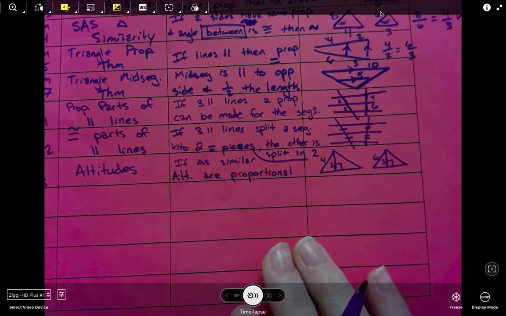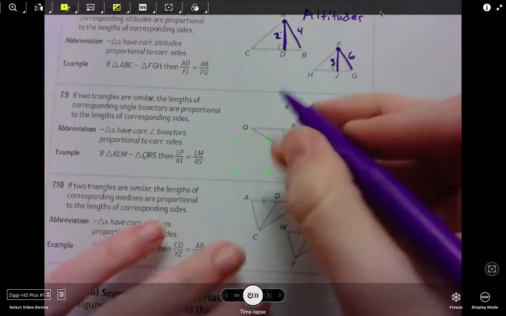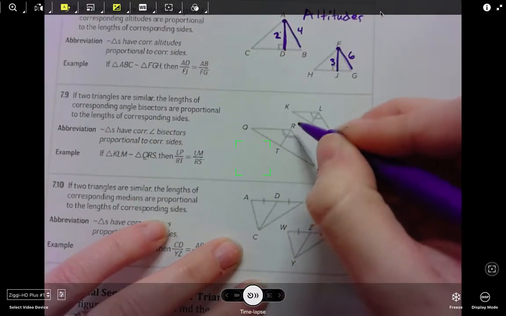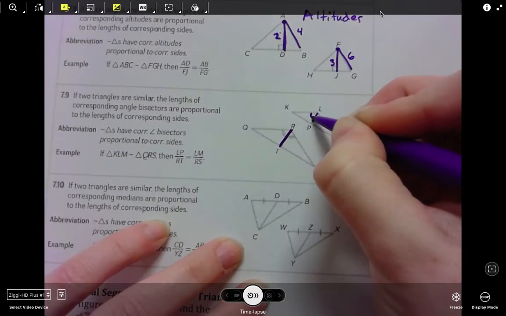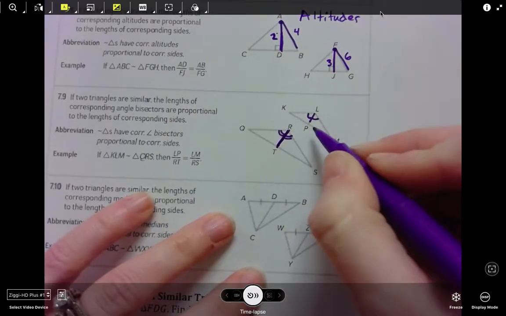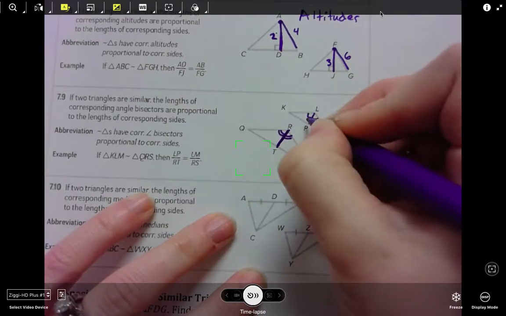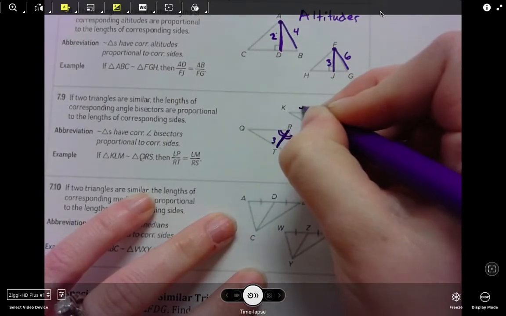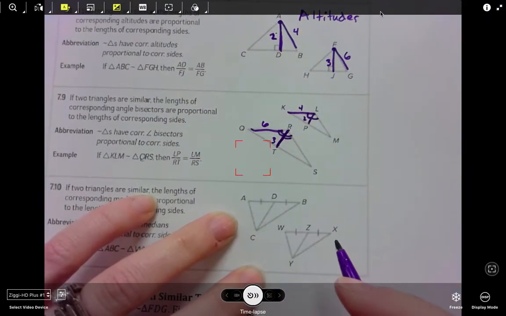Okay. All right. The second one, 7.9, it's talking about an angle bisector. Each one of these segments bisects the angle, so you can kind of see that from the number of tick marks. Okay, if these two triangles are similar, then those angle bisectors will be proportional. So if this is 2 and this is 3, this is 4 and this is 6, it will have the same proportion as what the side lengths do.